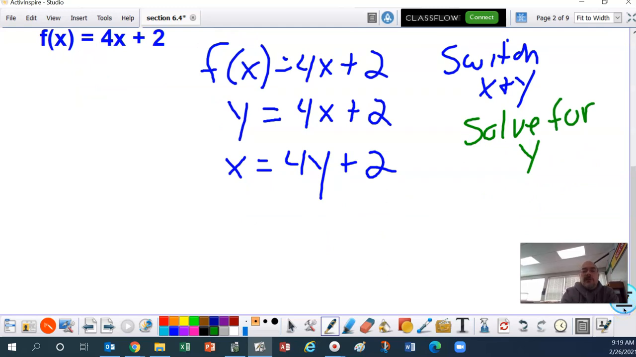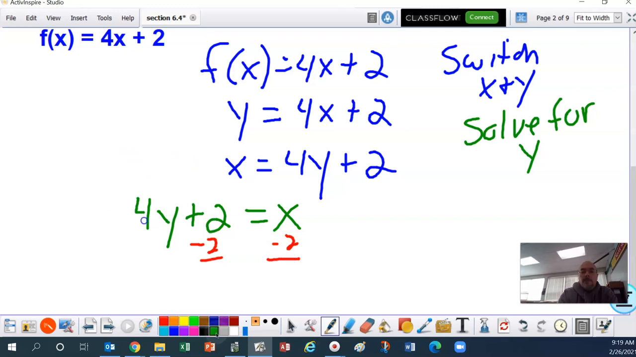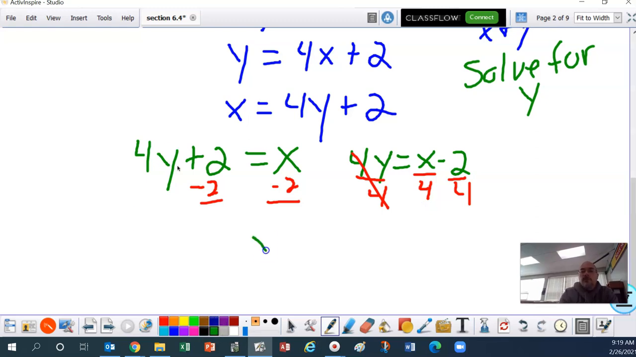Ladies and gentlemen, I'm a little strange at times. I'm going to rewrite it. I'm going to flip-flop right now because I always like to have the y on the left side when I solve. All right, so we're going to subtract 2. And then we're going to divide by 4. So the inverse, ladies and gentlemen, is y equals 1/4 x minus, and 2 over 4 can be reduced to a half.